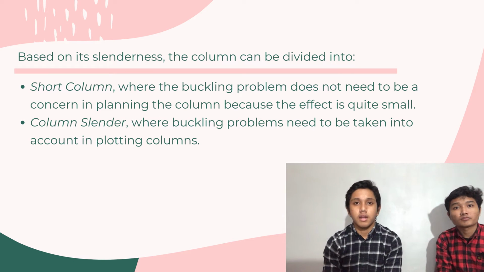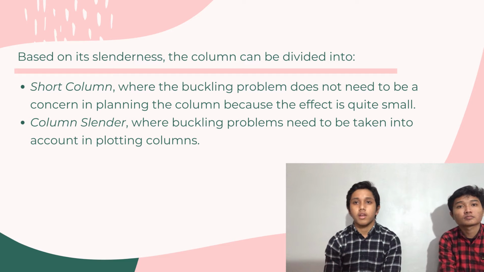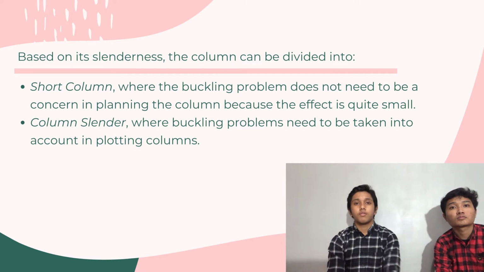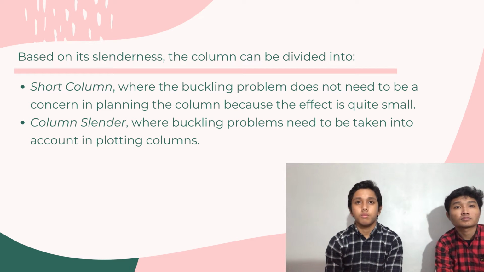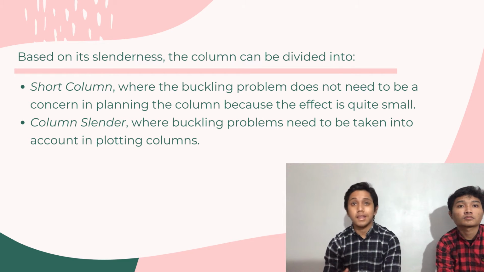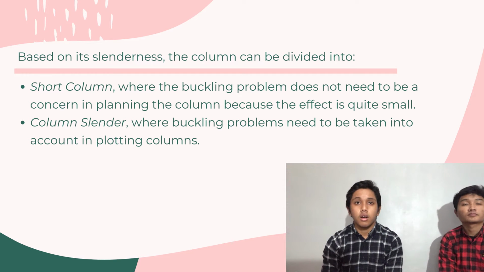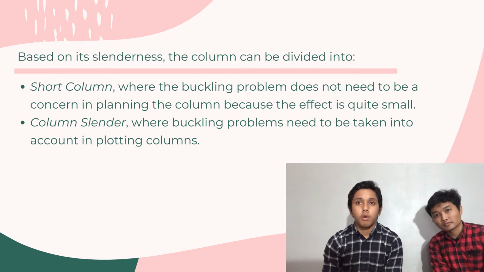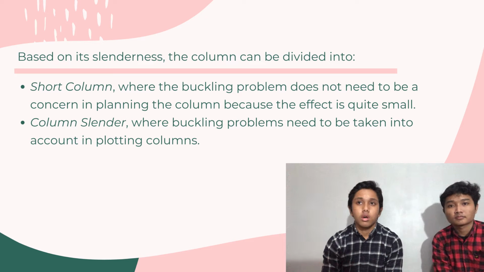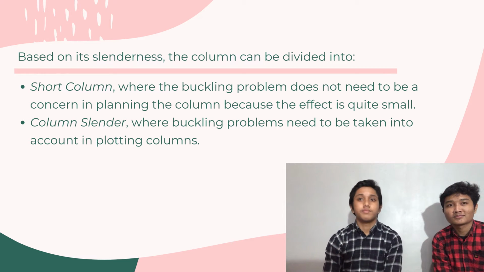Based on its slenderness, the column can be divided into first, short column, where the buckling problem doesn't need to be a concern in planning the column because the effect is quite small. Second, slender column, where buckling problems need to be taken into account in planning columns.